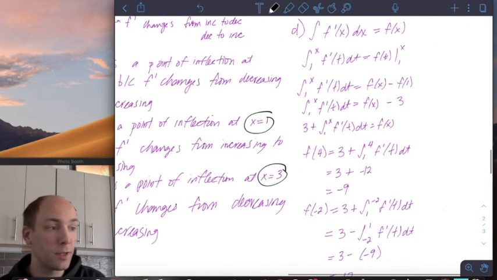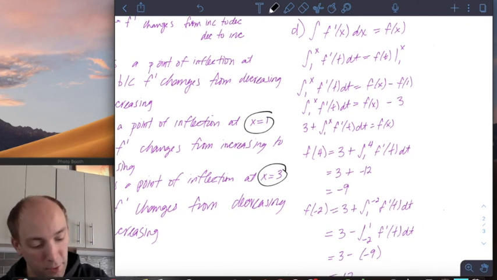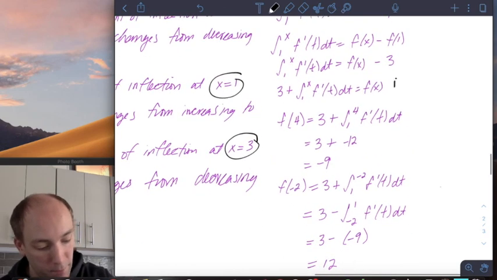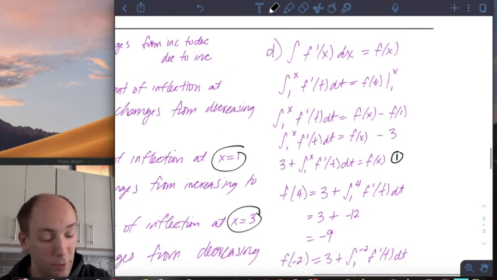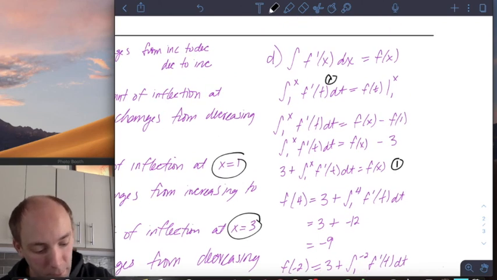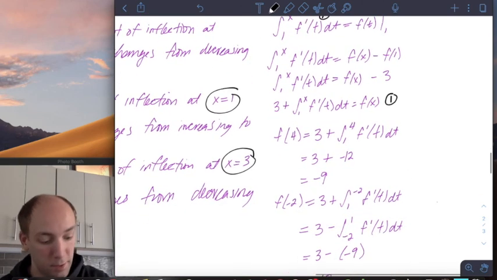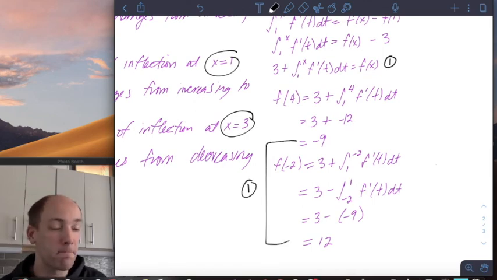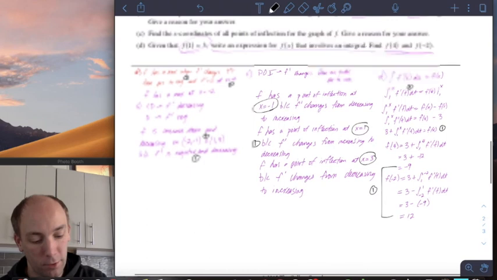Part D, you're going to get 3 points. 1 point for your integral expression, which we put right here. I'm sorry, so 1 point for the integral. 1 point for your expression of f of x. And then 1 point total for these two. Okay? Okay, so there's your 9 points.